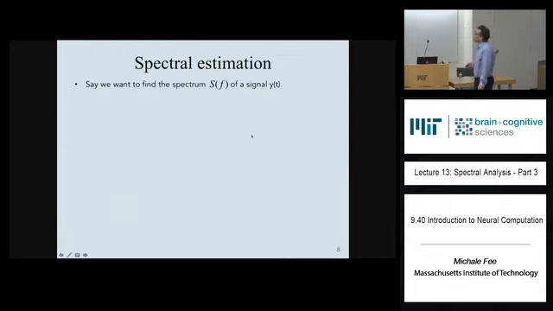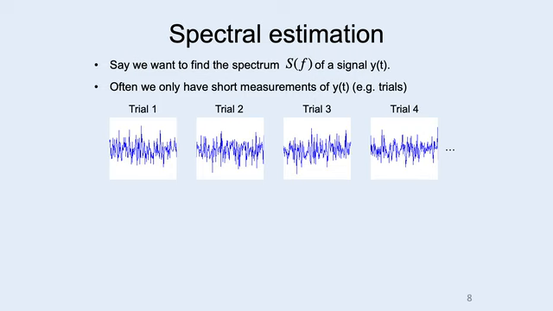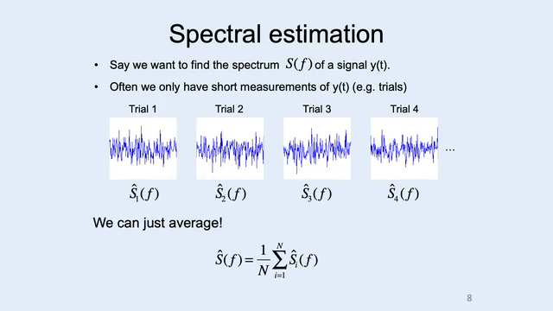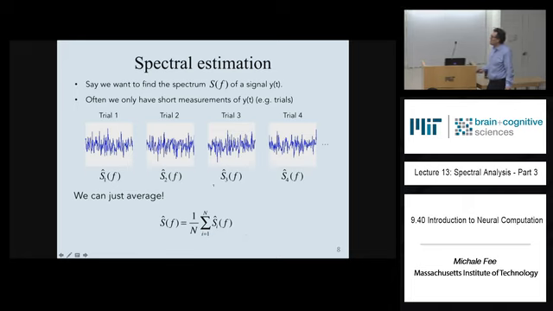All right, again, more review. Okay, so we talked about estimating the spectrum of a signal. If you have many different measurements of some signal, you can actually just compute the spectrum of each one. This little hat here means an estimate of the spectrum. You compute some estimate of the spectrum of each of those trials, samples of your data, and you can just average all of those together.